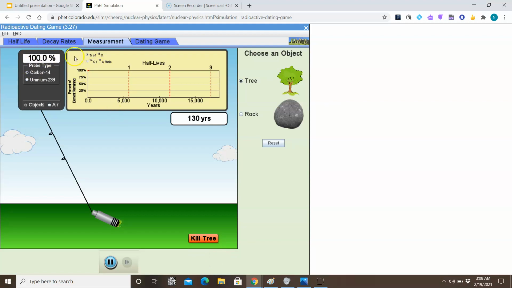Take a look at the percent here. Now, trees don't live forever, so eventually this tree dies. Take a look at the percent now when the tree has died. What's happening to the amount of carbon-14 over time after the tree has died?